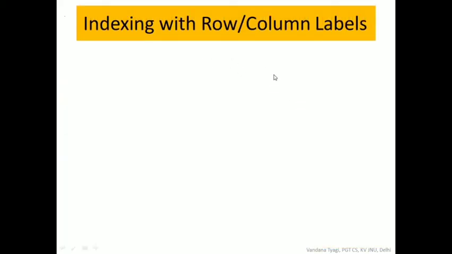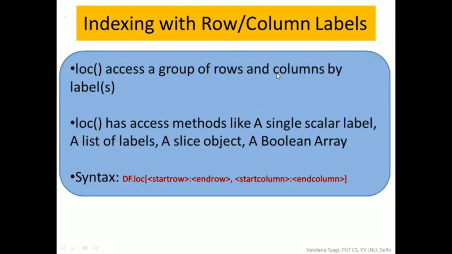Now indexing with row labels or column labels, that is the loc function, helps me to access my row and column labels. Through this loc function we can access a single data item, or we can access a list of data; a list of labels I can also pass as arguments. I can even pass a slice object there, and an array, and a boolean array also we can pass. So this is the general syntax, df.loc.